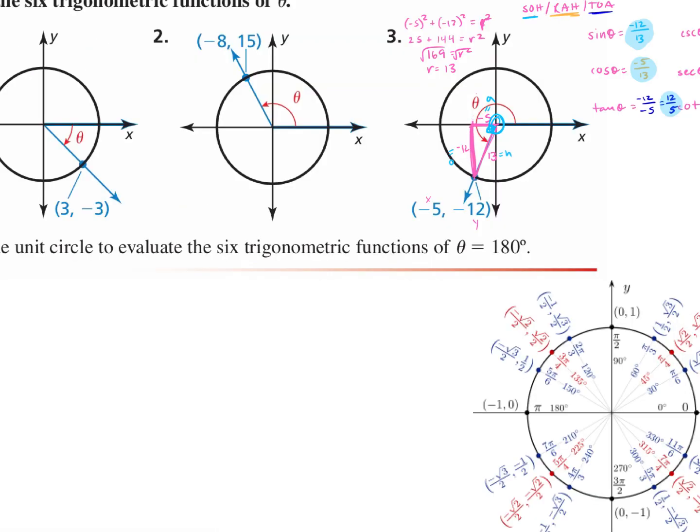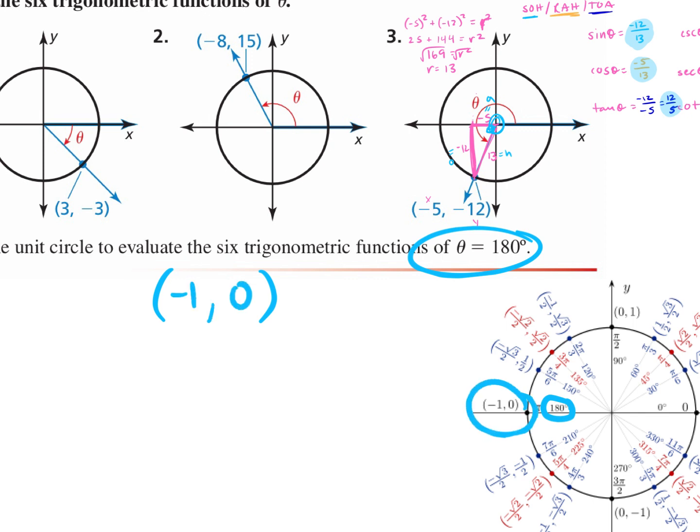So for number 4, we want to find these 6 trig functions of 180. So we're going to go to our unit circle, find 180. What's our point at 180? What is the xy coordinate at 180? Negative 1, 0. So what's our x? Negative 1. And what's our y? 0.